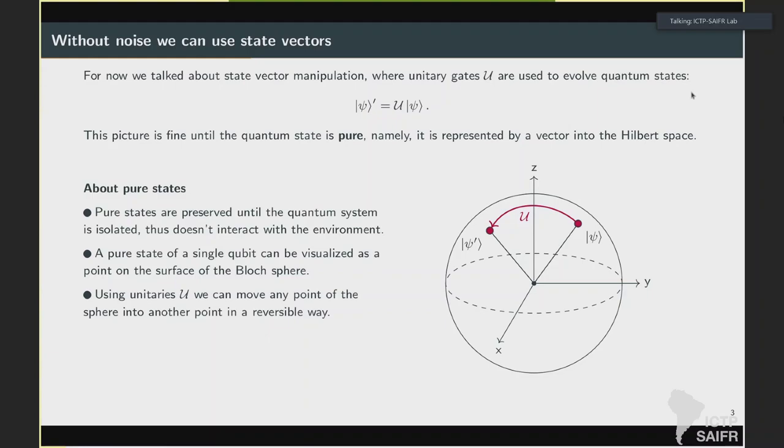In this kind of picture, one state, so a pure state, is a point on the surface of the Bloch sphere. And typically what you do by playing on the state of a qubit is applying unitary operators like U and moving a point of the Bloch sphere on the surface to another point of the surface. And the nice property of this kind of operation is that these operations are reversible. So it's easy, you apply the inverse of U and you get back to the original point. Okay?